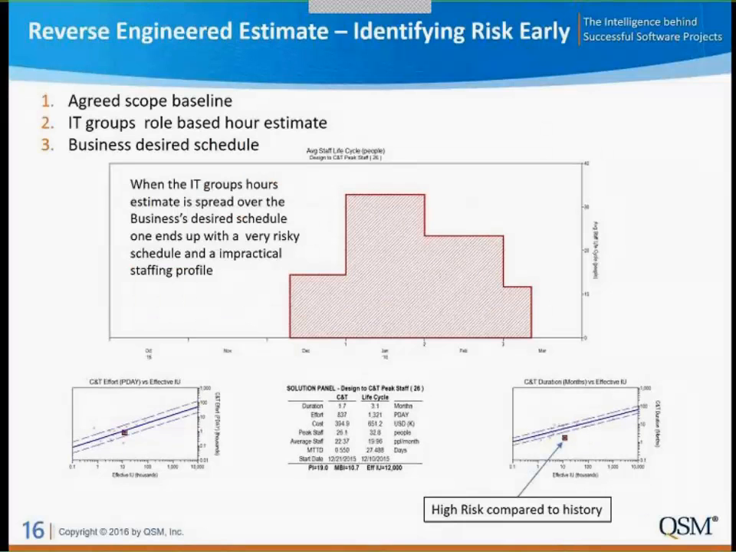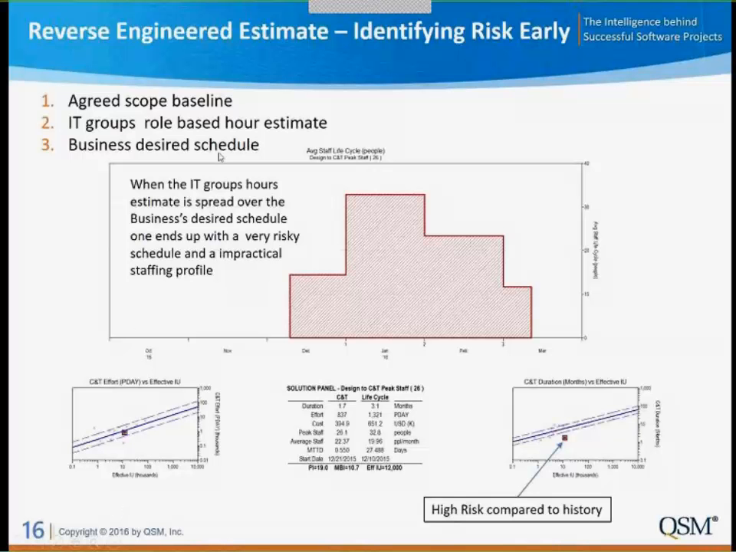A lot of times when we go through the reverse engineering of the estimates, we're going to come up with the high risk scenarios. So again, we have our agreed to scope, and maybe we have our estimate from the IT group, which was a role-based estimate. And when we position that up against our effort trend lines, it looks reasonable. It doesn't look like it's ridiculous. It's right close to the center of mass. We feel good about it.